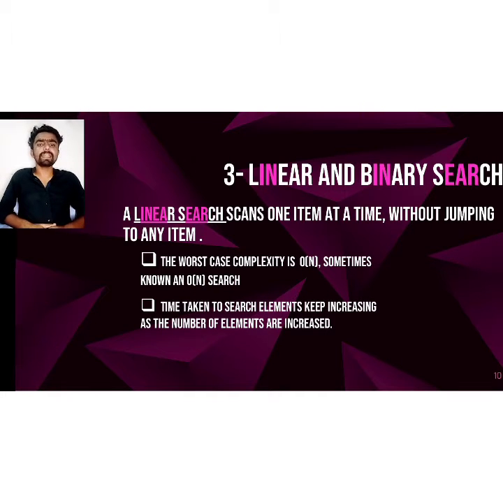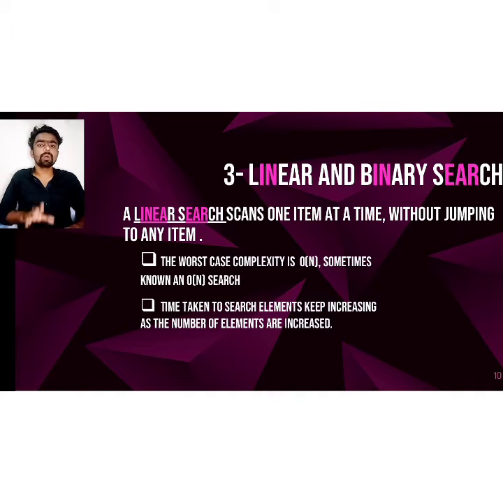The third topic is linear and binary search. A linear search scans one item at a time without jumping to any item. Linear search means it searches a list in a sequential way. The worst case complexity is O(n). Time taken to search elements keeps increasing as the number of elements increases. If we have more numbers in a list, then it takes too much time.